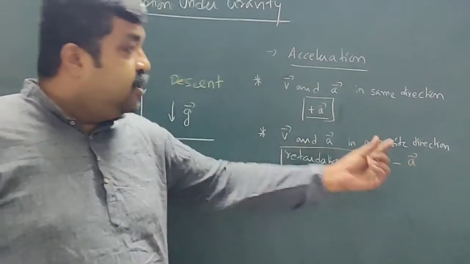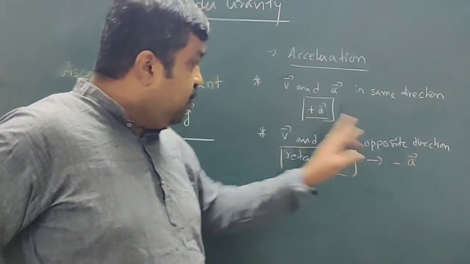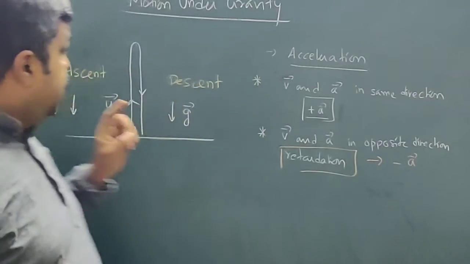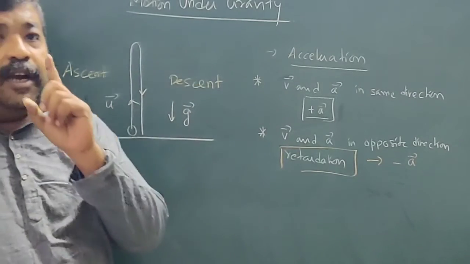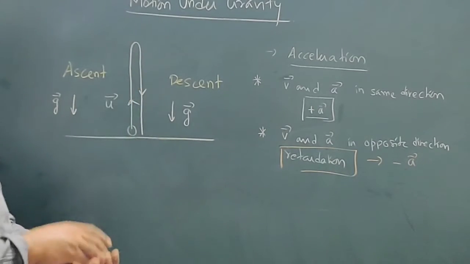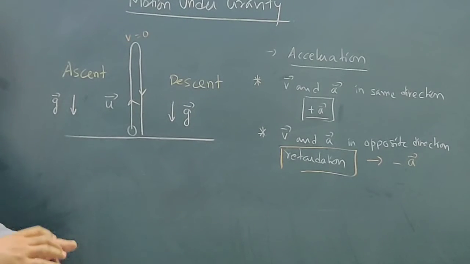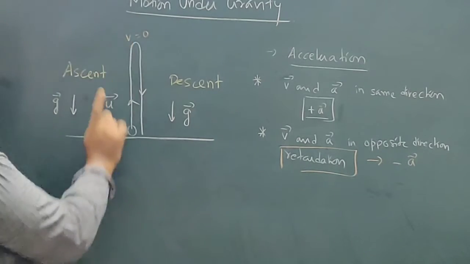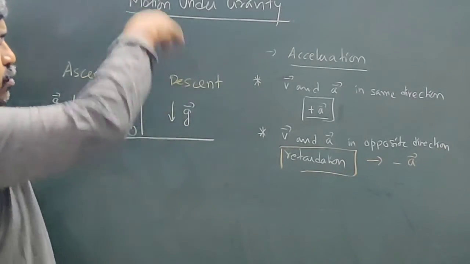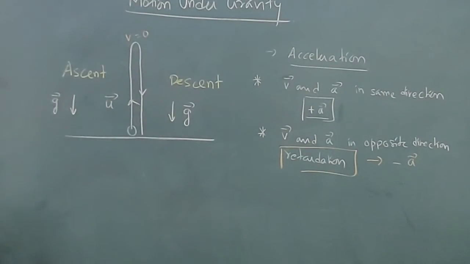Acceleration negative means simply minus sign with a doesn't mean retardation. This means that if v is positive, a is negative, that means they are in opposite direction. That means the particle is undergoing retardation. So see, when the object moves upward, it undergoes retardation. Velocity decreases as it moves upward. At the highest point, the velocity becomes 0. Okay, so here, while going upward, velocity is in the upward direction, acceleration is in the downward direction, so retardation takes place. When it is coming downward, both velocity and acceleration are in the same direction, so there is acceleration. Okay, so this is one important concept.